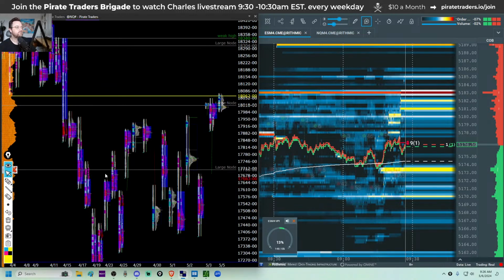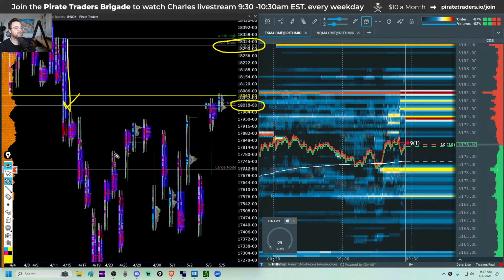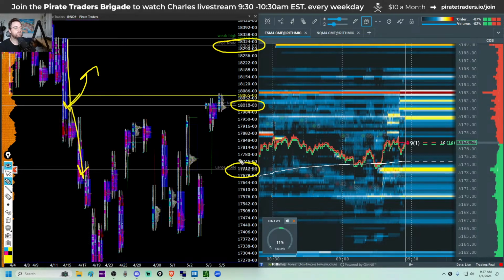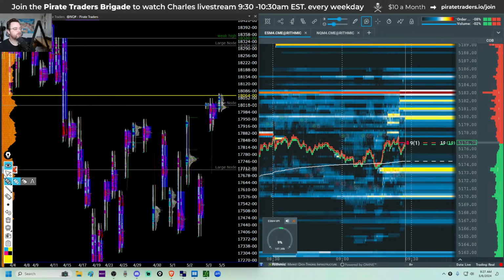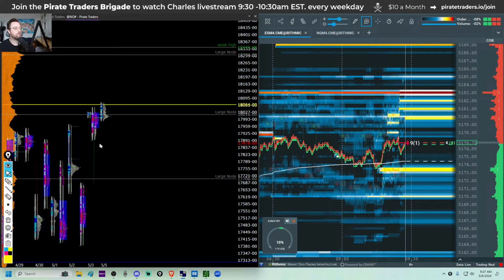Okay, so you could see on the way down, we had this large node right here at 18,304. And then we had this large node down here at 18,018, and it just went straight down there. Okay. Couldn't reverse, couldn't come back up. Where was the next large node? 17,712. Okay. Straight down to it. So it tends to move very quickly from one large node to the next. So that's the first thing I'm aware of this morning.